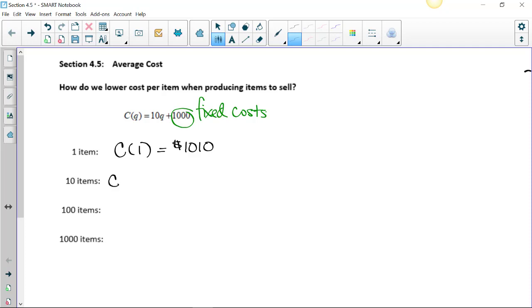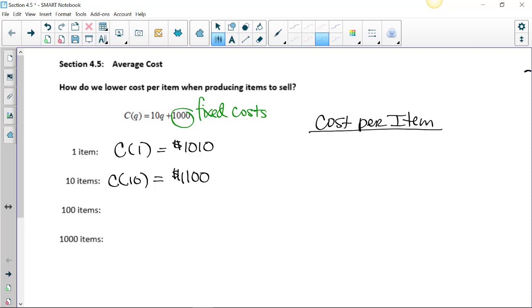If I produce 10 items, the total cost for producing those 10 items is $10 times 10 plus 1,000, which is $1,100 for those 10 items. So let's look at it, instead of total cost for all the items, let's look at our cost per item. That's what we want to look at. How much on average is each item costing us?